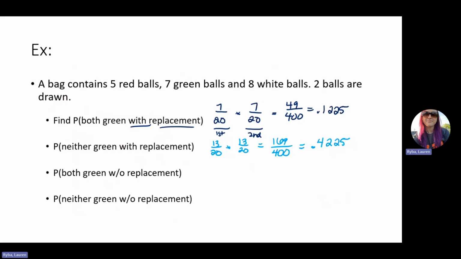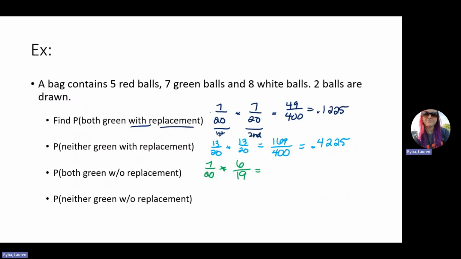Now I'm going to change the directions. I want both to be green, but now I am not replacing. So my initial probability is still 7 out of 20. I know that when I reach in that bag initially, there's 7 green out of 20 colored balls. However, I'm going to keep that 1 green out of the bag. So how many greens are there now in the bag? Out of how many total? 6 out of 19, exactly. So that is the difference.